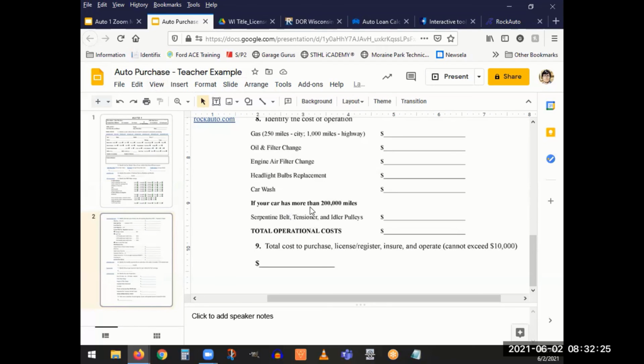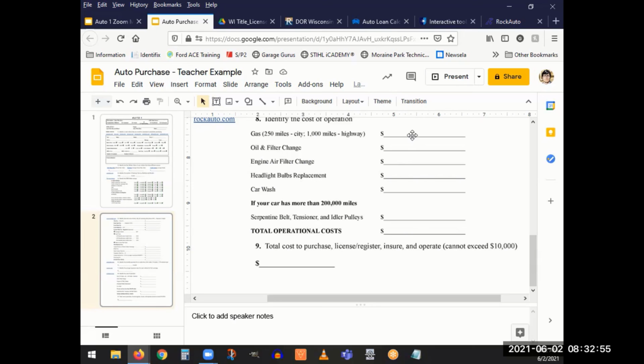And again, if your vehicle has more than 200,000 miles, you're also adding on top of that the cost of a serpentine belt tensioner and idler pulleys. Car wash is pretty generic. Well, I want you to actually price out something locally where you can go get your car washed. I know for sure Quick Trip has like a $10 or $11 one. That's pretty good. But if you want to go ultra cheap, by all means, you have the ability to do that.